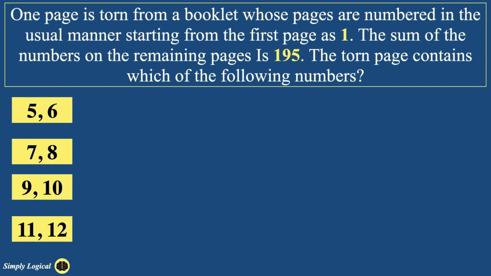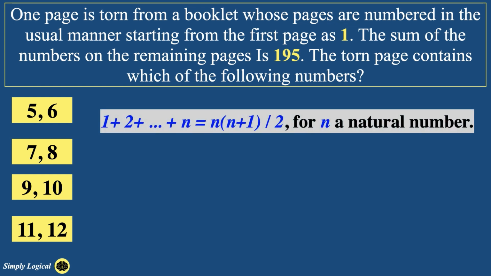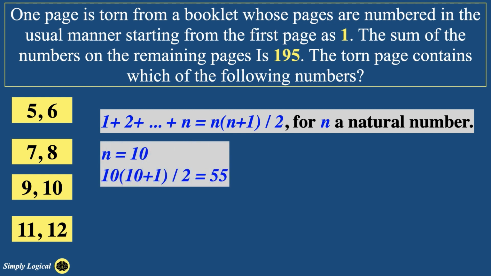The formula is important here because the pages in the book are marked in the form of natural numbers, that is 1, 2, 3, 4, etc. We know that the sum of all the numbers from 1 to n can be calculated by using the formula n into n plus 1 divided by 2, where n is the last number in the series. Remember, this formula is applicable for only positive natural numbers. For example, the sum of the first 10 natural numbers is calculated like this: 10 into 10 plus 1 divided by 2, which results in 55. In this case, n equals 10.